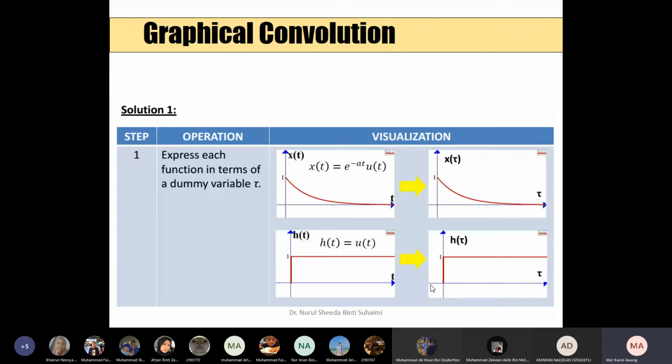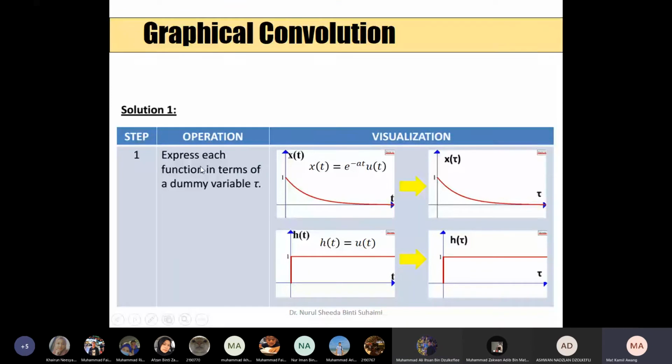See that first, this is x of t, e to the minus at u of t. So basically it starts from 0. Before 0, t minus is actually 0. So this is the curve that you have.